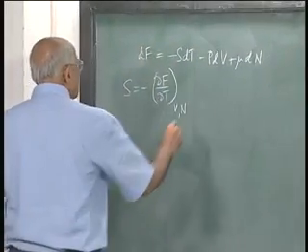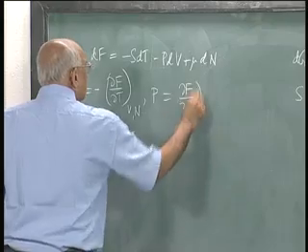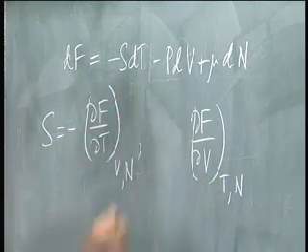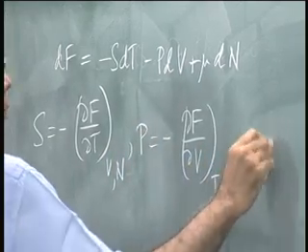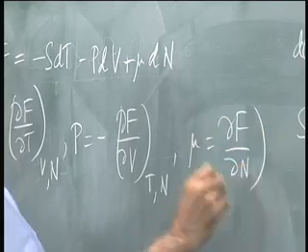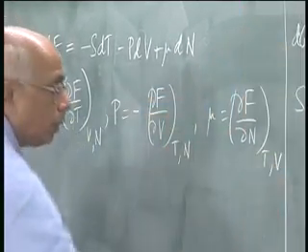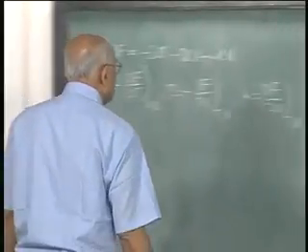Now what are the relations here? This says P is -∂F/∂V at constant T and N, with a minus sign, and μ can also be written as ∂F/∂N at constant T and V. Now that is a very important relation because it says that the chemical potential is also the rate of change of the free energy with respect to the number of particles at constant T and V.